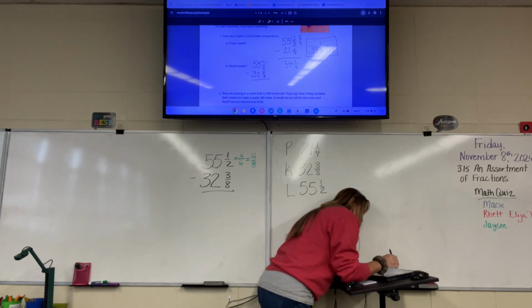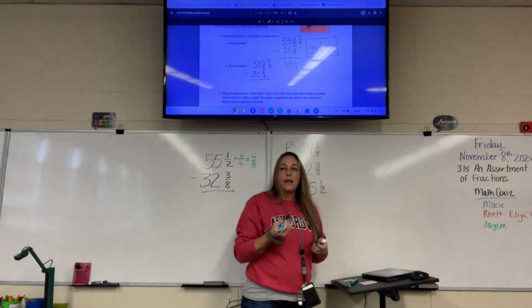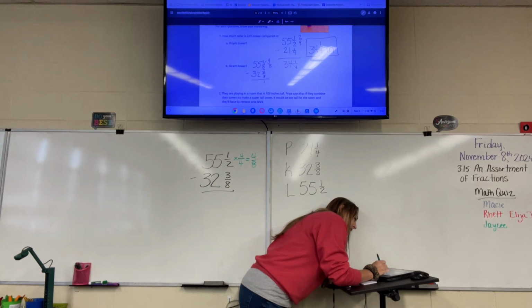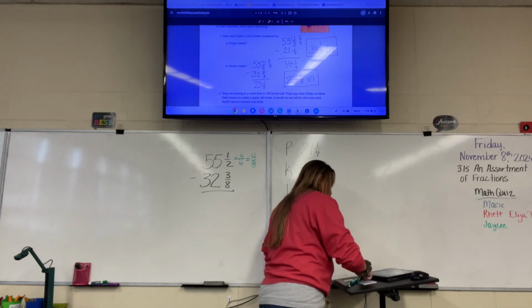And we're going to cross out 1/2, and this time we made it into 4/8. And what is 4/8 take away 3/8? 1/8. And then 5 minus 2? 3. And then 5 minus 3? 2. So the answer to the second one is 23 1/8 inches. And then put a box around it. Okay.